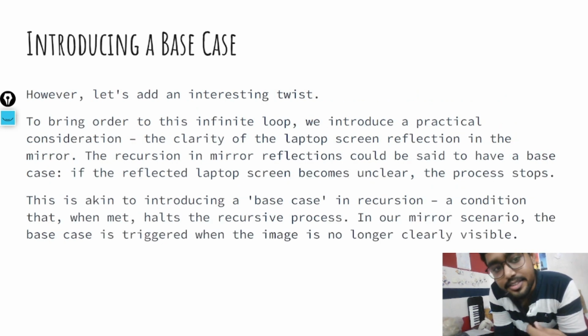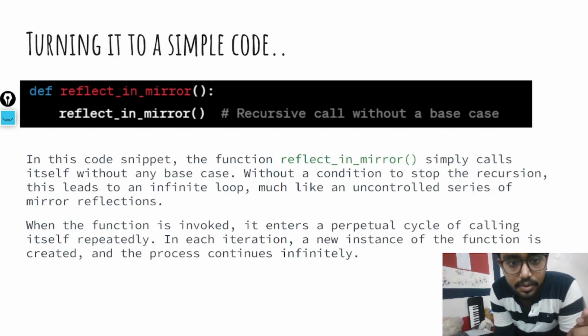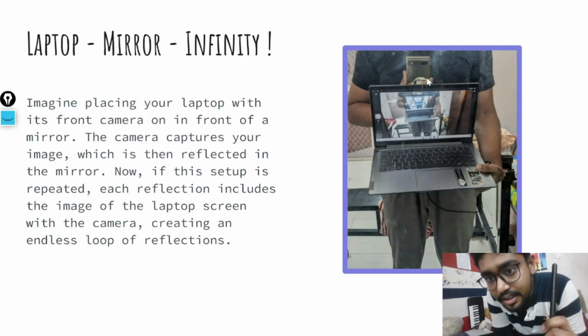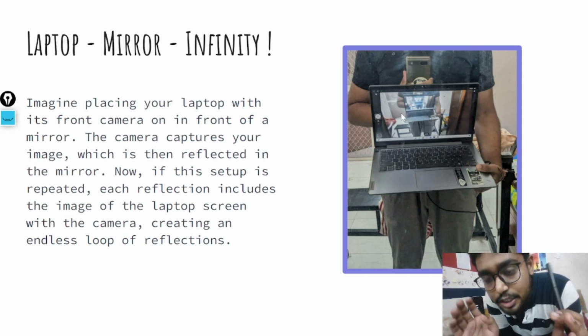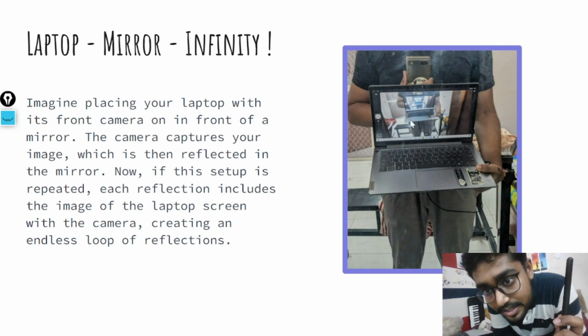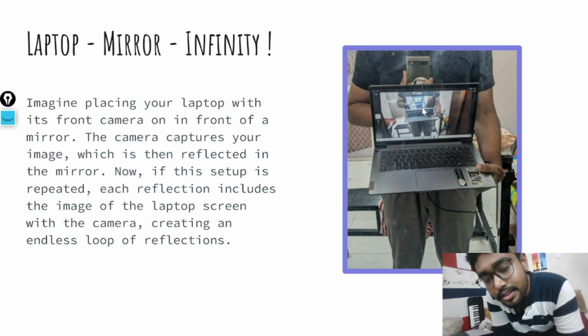We can add an interesting twist. To bring order to this infinite loop, we introduce a practical consideration: the clarity of the laptop screen reflection in the mirror. Now you may see that here the reflection is theoretically happening infinitely, but you can see me only thrice. So what's useful to you in this practical situation is only 3 reflections, right? You can see me once, you can see me twice, you can see me thrice, and that's all. Then it's just some unclear image. The image is not clear anymore after that.